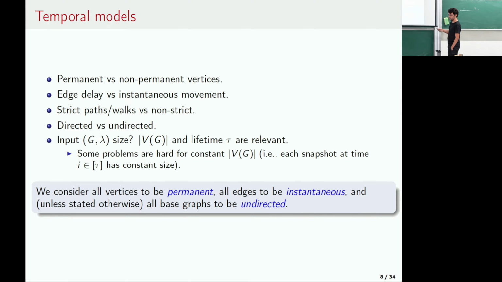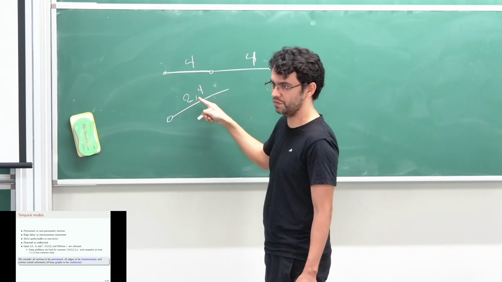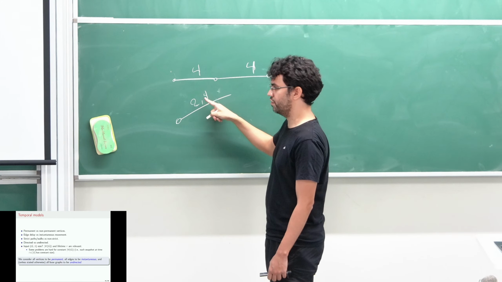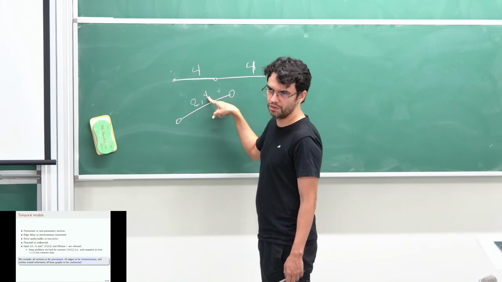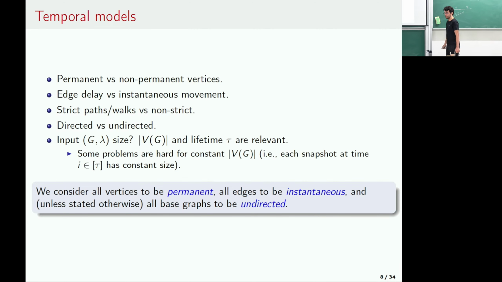Okay? And could you remind us what instantaneous means? Instantaneous means that the edges have no delay, because I can define edges in two ways. Instead of just one number for the edge, I can have two numbers. I mean by this that I leave this vertex at time 2, but I only arrive at the other one at time 4. So that is not instantaneous. Instantaneous means I leave at time 2 and I get there at time 2.